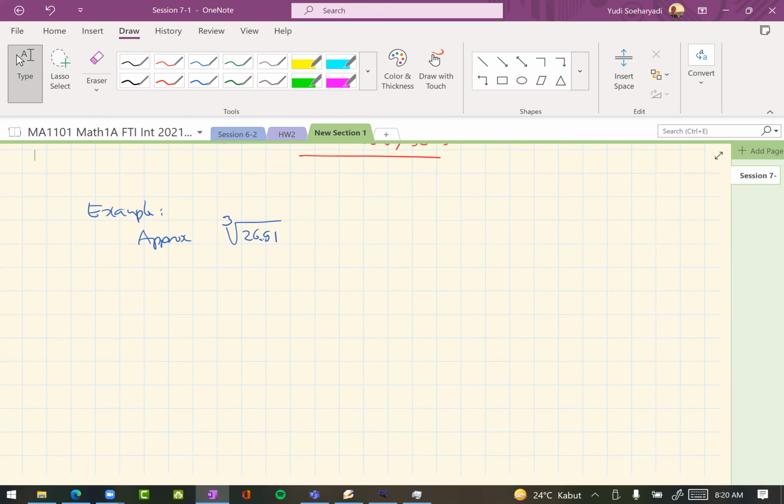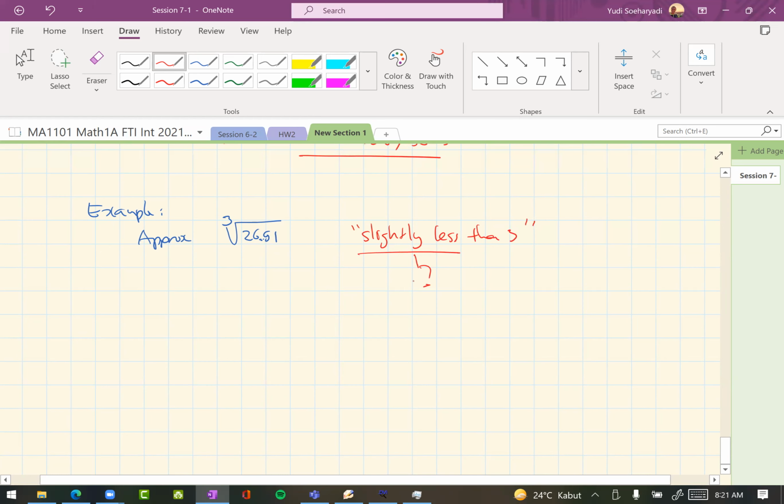So first guess, what is the number that you expect if you just compute it mentally by hand? Three? Around three, or less? Slightly less than three. So we are trying to make sense of what that slightly less than three means. Okay. So what does it mean?